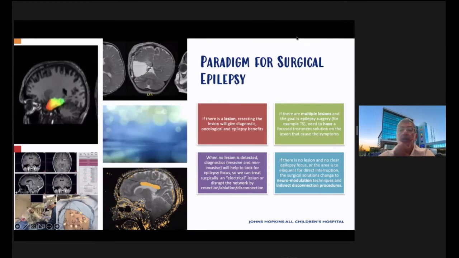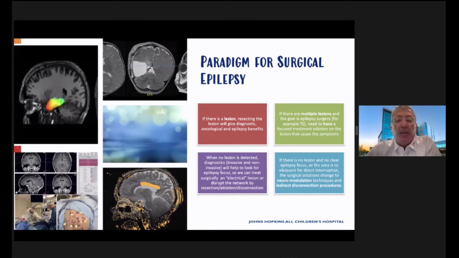We have a paradigm for surgical epilepsy. If one can see a lesion, more likely a cavernous malformation or a tumor, resecting the lesion will give both the diagnostic, oncological, as well as an epileptogenic benefit. If there are multiple lesions, the goal of the epilepsy surgery is really to have a focused treatment solution for the lesion that is causing the symptoms.